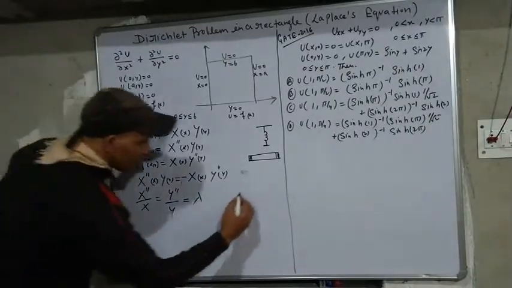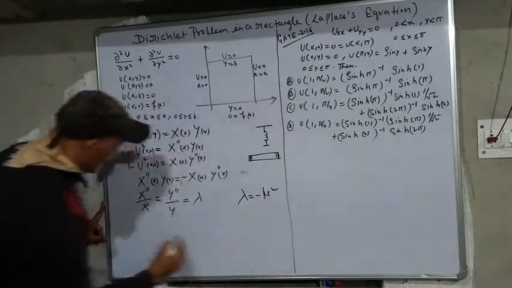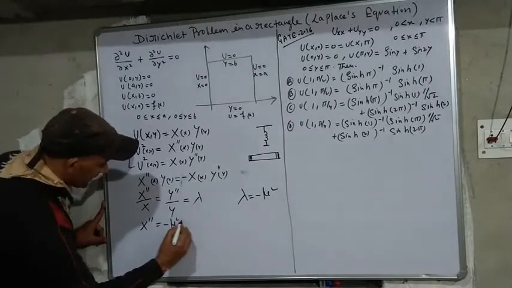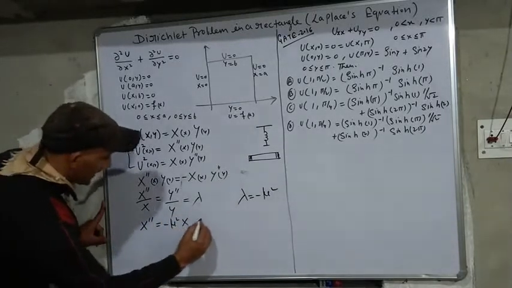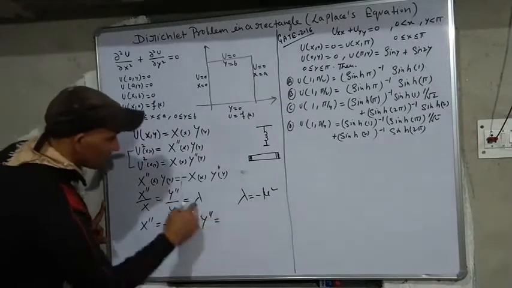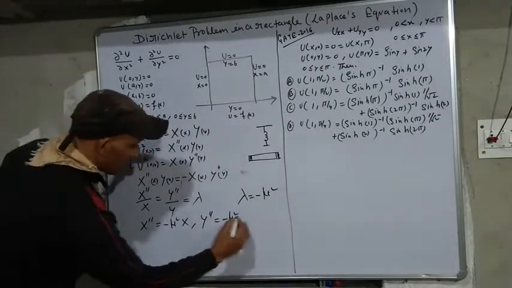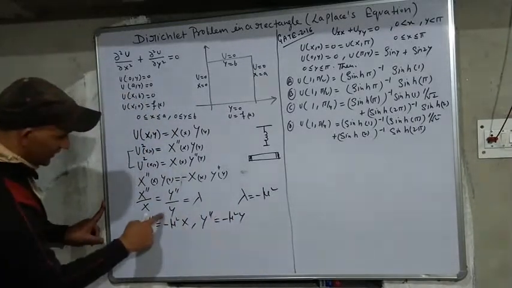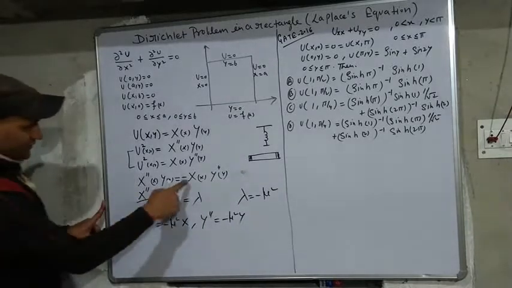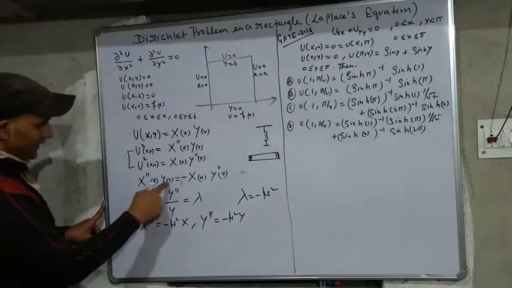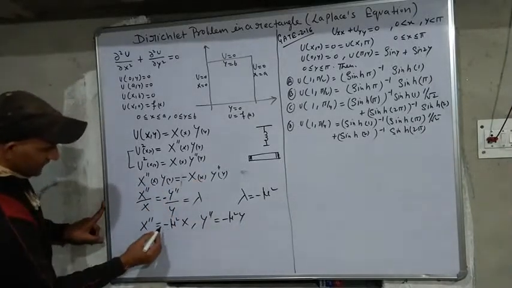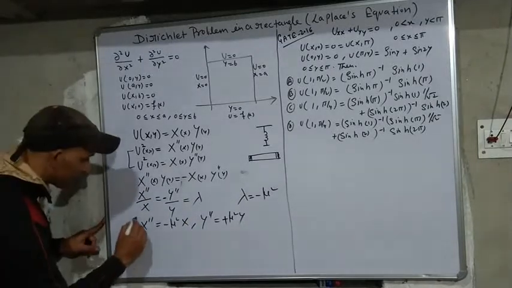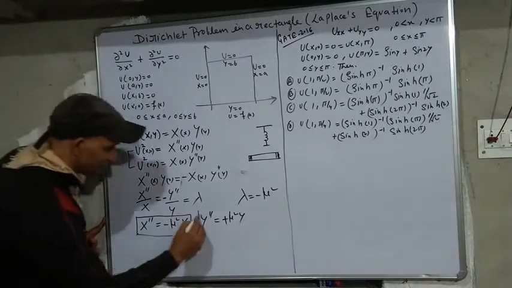Let lambda be equal to minus mu square. So X double dash is equal to minus mu square X, and Y double dash is equal to plus mu square Y, because Y double dash upon Y is negative of lambda. The value has moved to the other side, so the sign changes: if this is minus, then in this condition this is plus. Now you have two differential equations, one is this and the second is this.